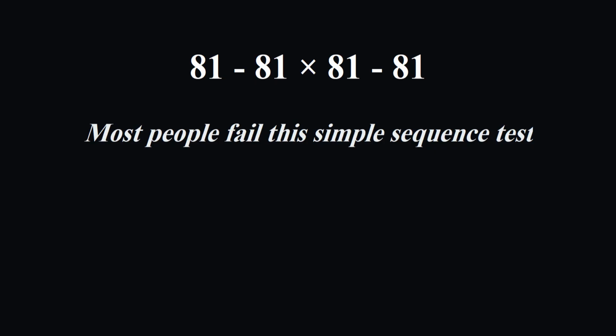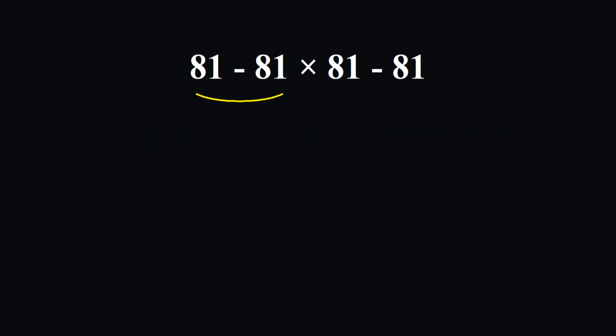In this short video, 81 minus 81, which equals 0, times 81 minus 81 equals 0. Now we have this problem, 0 times 0, which equals 0. But this answer is not correct, because according to the order of operations, we must do the multiplication and division, then do adding and subtraction. So first we do this multiplication, then this subtraction, and at last this subtraction.